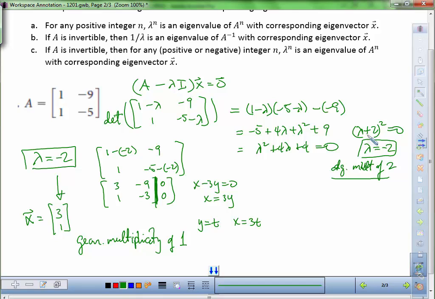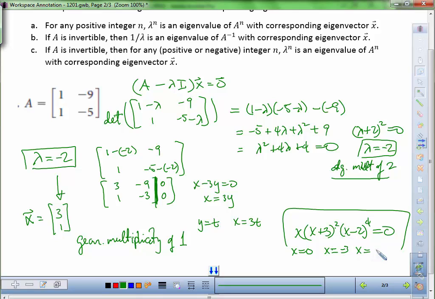Well, multiplicity of something: in algebra, if you have (x plus 3) squared times (x minus 2) to the 4th times x is equal to 0, and you solve for this, this is x equal to 0 with multiplicity 1. This is x equal to negative 3 with multiplicity 2. And this is x equal to 2 with multiplicity 4. So that's algebraically the multiplicity.